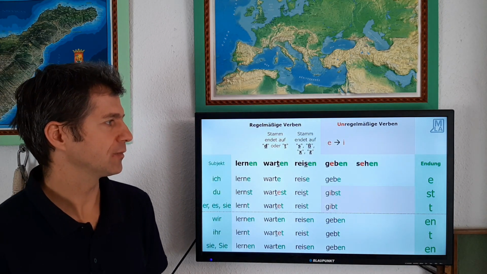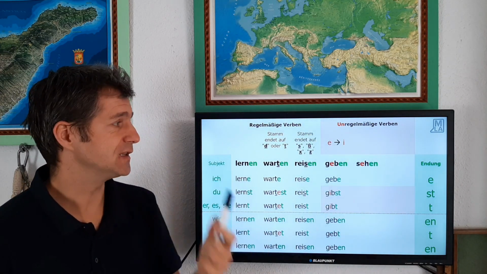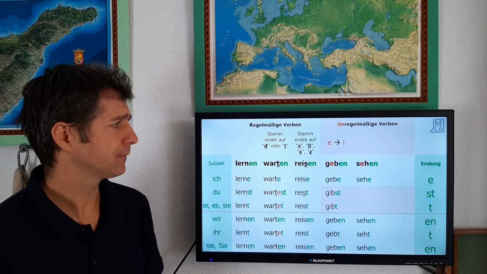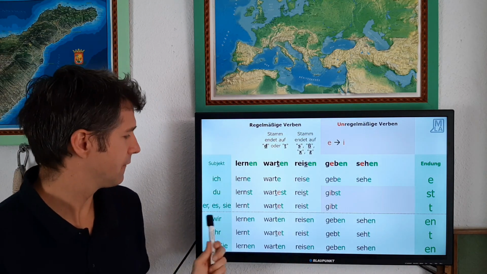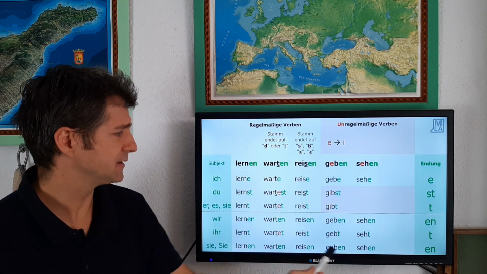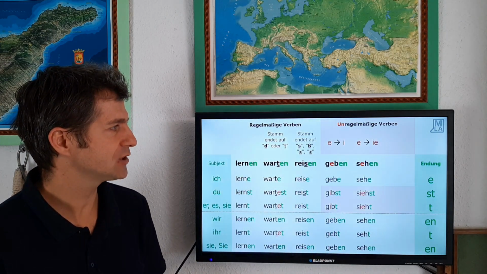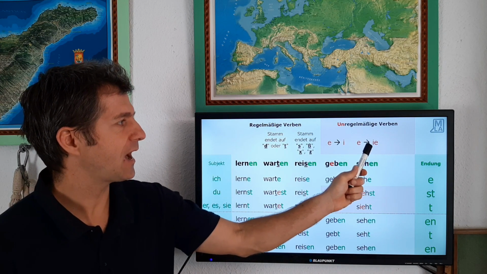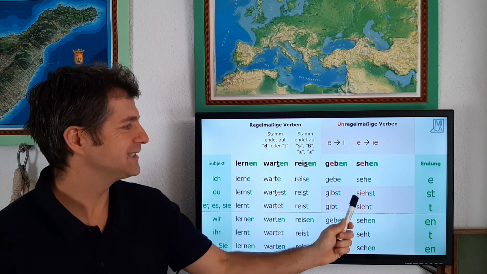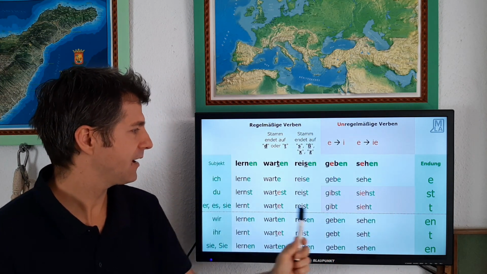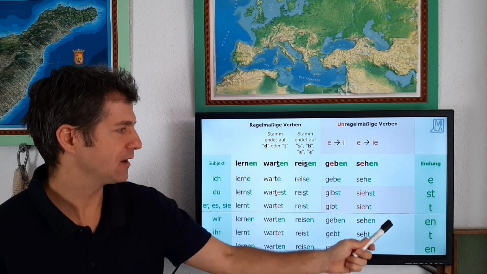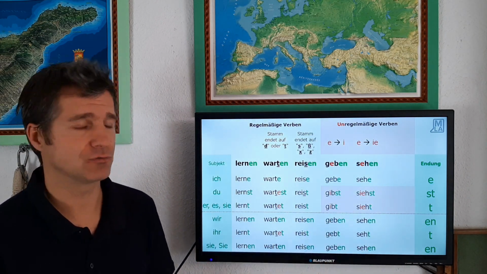Let's see the second group. Sehen. Sehen is to see. Same thing. Ich sehe, regular. Wir sehen, ihr seht, sie sehen, regular. But here there's a change. And here actually the change is from an E to an IE. Du siehst, same ending. Er sieht, same ending. Okay? But there's a change in the root.